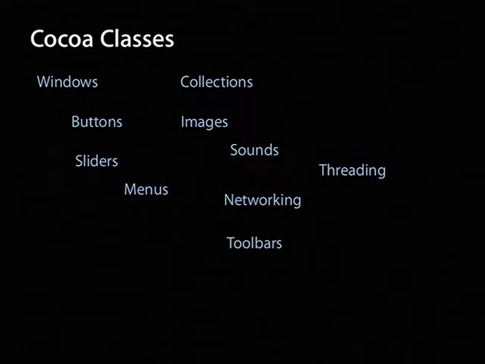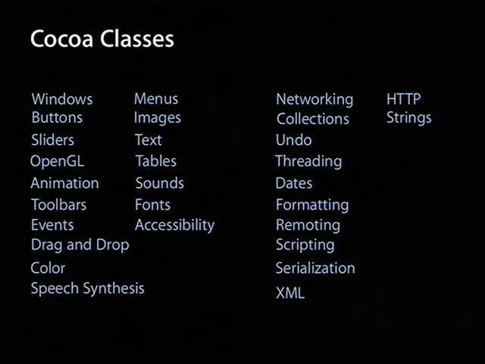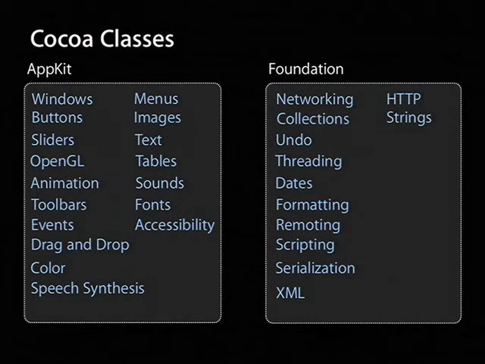So let's look at some of the classes we have in Cocoa. And there's a bunch. So here's some of the functionality. And there's so much there, it's hard to get our hands on it sometimes. So we like to organize it into what we call AppKit and Foundation. And AppKit supports some of the more, and this list is not exhaustive. There's plenty more here.